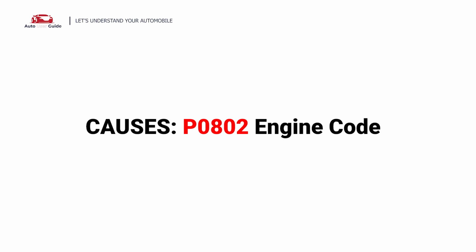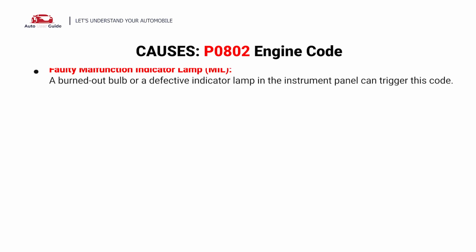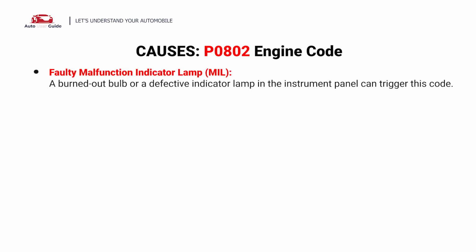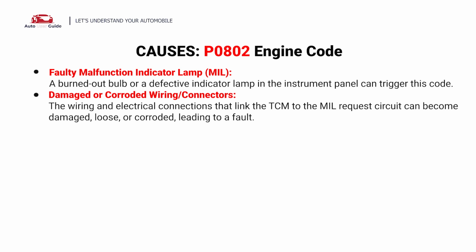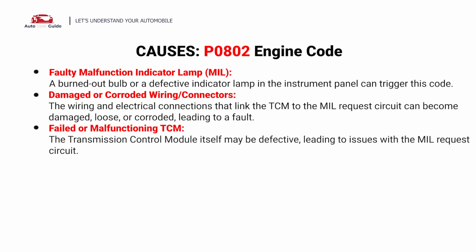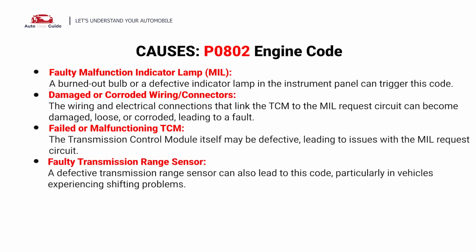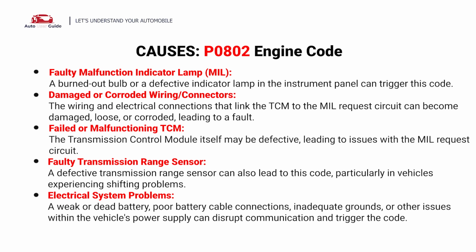So, what causes this error? Here are the most common culprits. This error can be caused by these possible faults in your vehicle. Faulty malfunction indicator lamp, MIL. Damaged or corroded wiring or connectors. Failed or malfunctioning TCM. Faulty transmission range sensor. Electrical system problems.